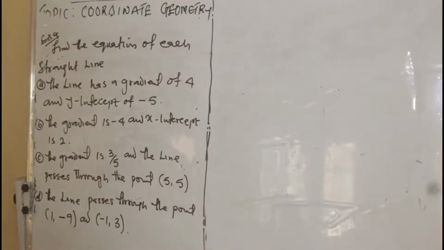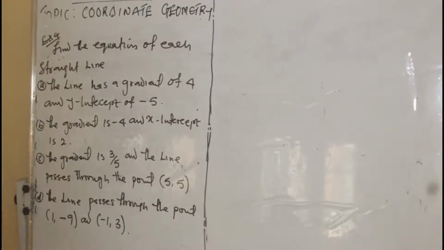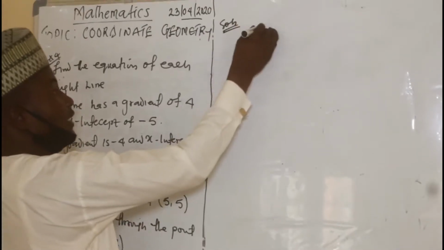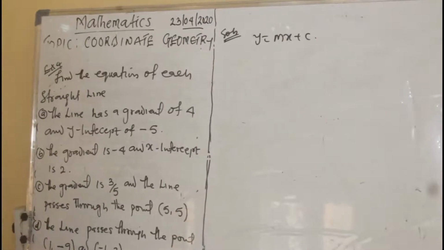So now our next example will be under the equation of a straight line. We've stated initially all the formulas we use to find the equation of a straight line. Starting from the general formula that we said, y is equal to mx plus c. We have already said this formula, which is the general equation of a straight line.